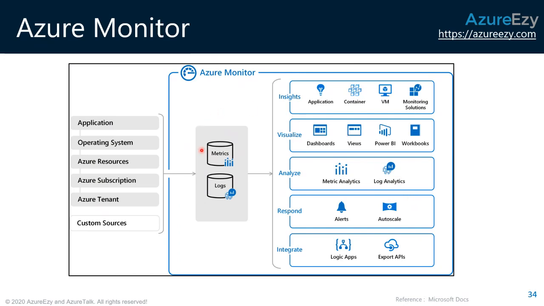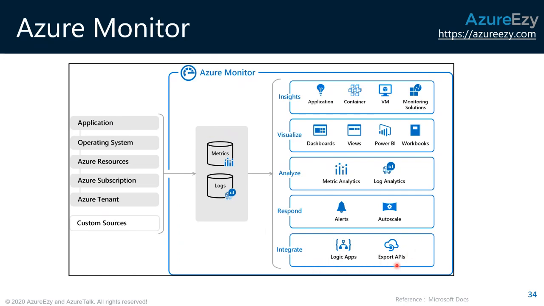Okay. If you want to take some action, or we call it respond, if this metric happens, or if you receive this log, you want to generate some alert, or you want to take some automated action. So we call it respond. You can use alert and auto scale for that. You can use runbook for automation, you can use alert for taking some actions. Then you can also integrate your Azure Monitor with the logic apps.